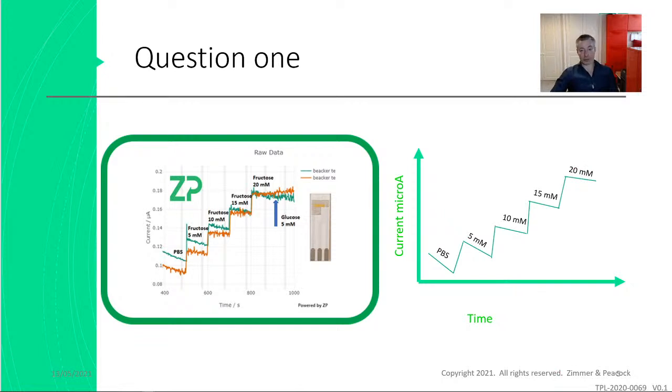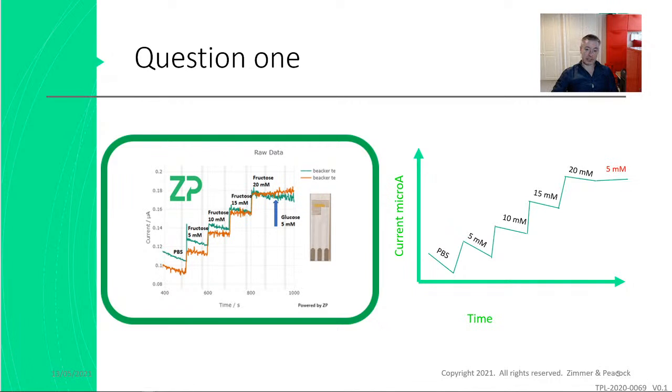Now this is the bit that caused the confusion, because in the LinkedIn post I said that we hardly have any activity towards glucose. What we did was go from 0 millimolar fructose up to 5 millimolar, 10, 15, 20, and that all looked pretty good. We had quite consistent steps.